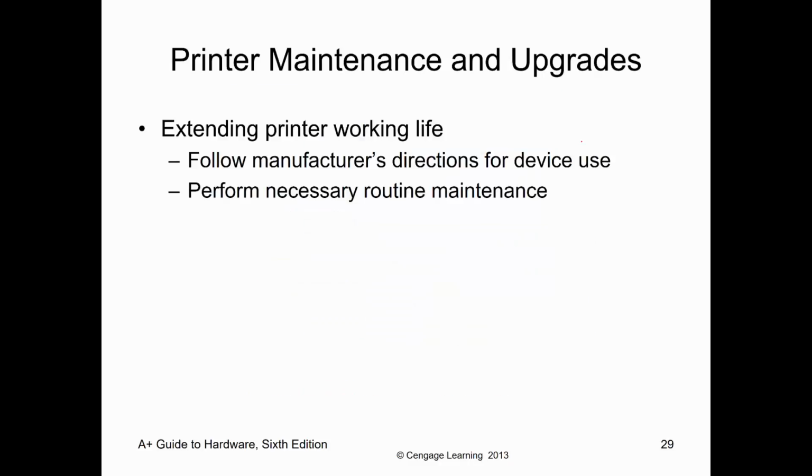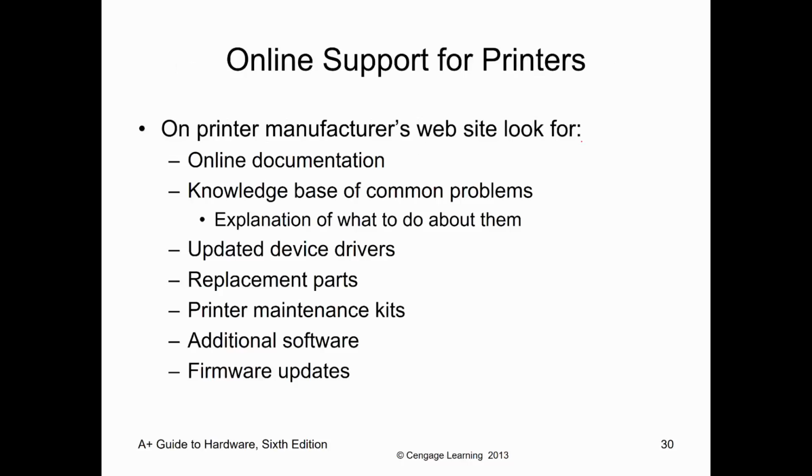So how do we do printer maintenance and upgrades? One of the big things is we want to read the manufacturer's directions, and anything that they say to do for routine maintenance, we want to make sure that we're doing it. Normally, it's going to be things like cleaning it out, regular maintenance like that. On the printer manufacturer's website, we're looking for things like online documentation, maybe updates. If common parts are going out, maybe replacement parts. Sometimes some companies sell a maintenance kit. Sometimes they don't.